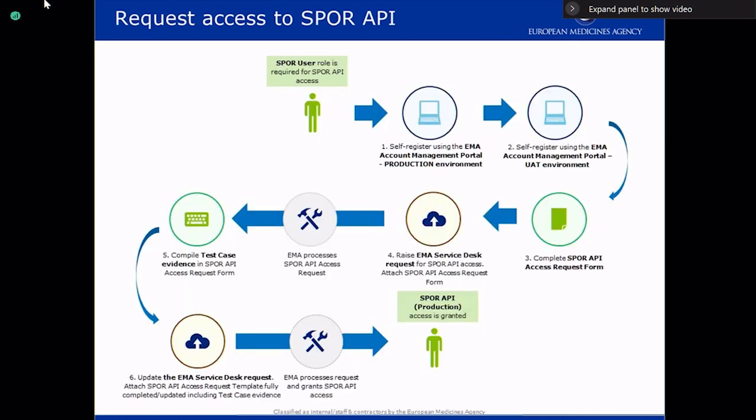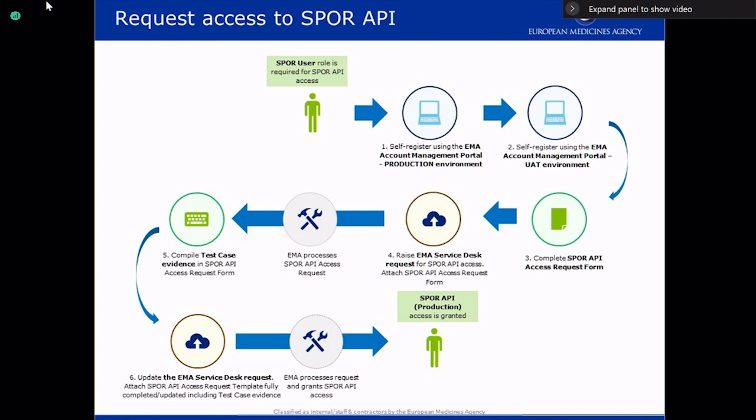This is a diagram of what is needed for you to request access to the Spore API, and then we will go into more details of each part of this process of getting full access. What you need is, first of all, to register using the EMA account management portal. You have to self-register and provide the details, and then go into the EMA UAT environment to do the same thing.